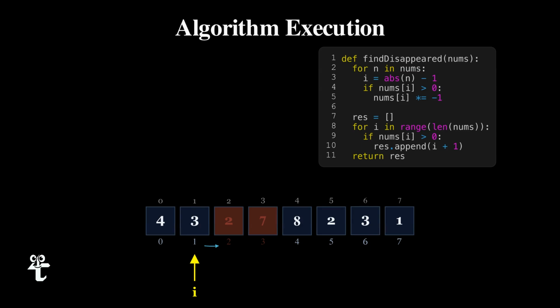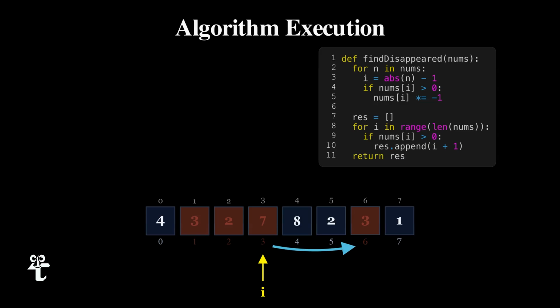Move to index 2. The value is negative 2. We take the absolute value, which is 2. This maps to index 1. The value at index 1 is 3. We negate it to negative 3. Move to index 3. The value is negative 7. Absolute value is 7. Map to index 6. The value at index 6 is 3. We negate it to negative 3.